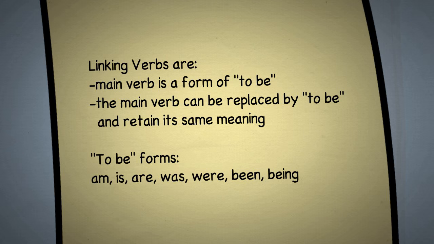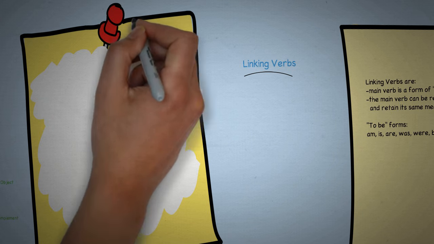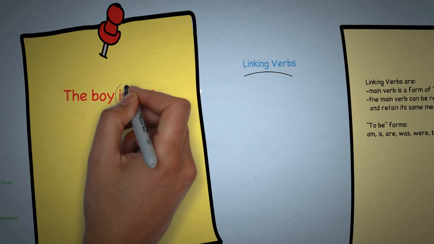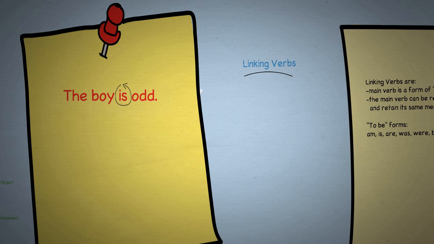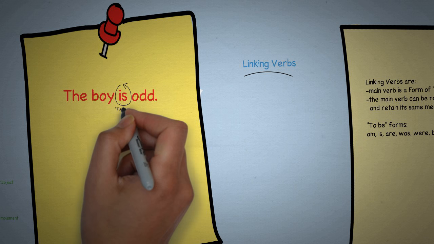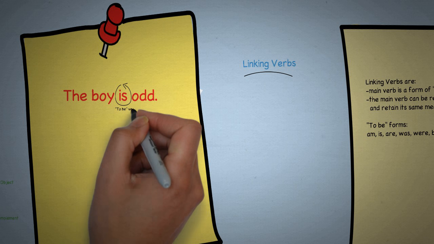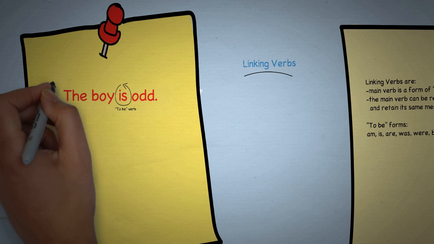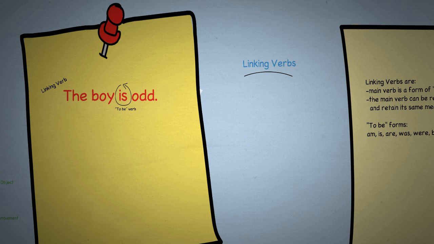If the main verb of the sentence is the to-be verb, or if it can be replaced by the to-be verb and retain its same meaning, then you have a linking verb instead of an action verb. As an example, we can look at the sample sentence, the boy is odd. Our main verb and only verb in the sentence is, which is one of the to-be forms. Since our main verb is the be verb, we know that this is not an action verb. This is a linking verb, linking information about the boy and the fact that he's odd.